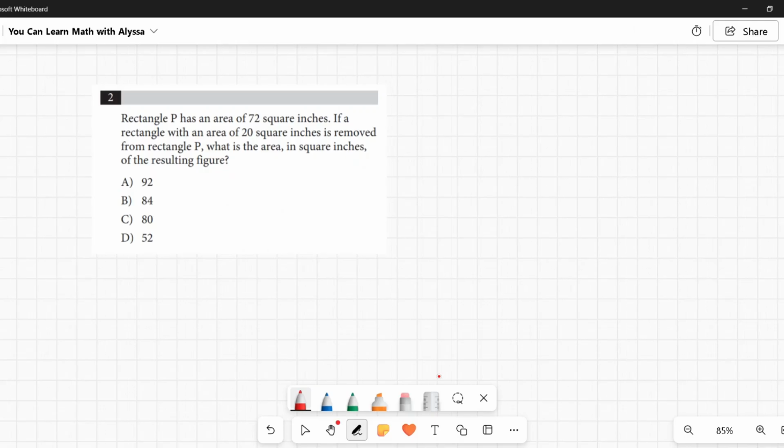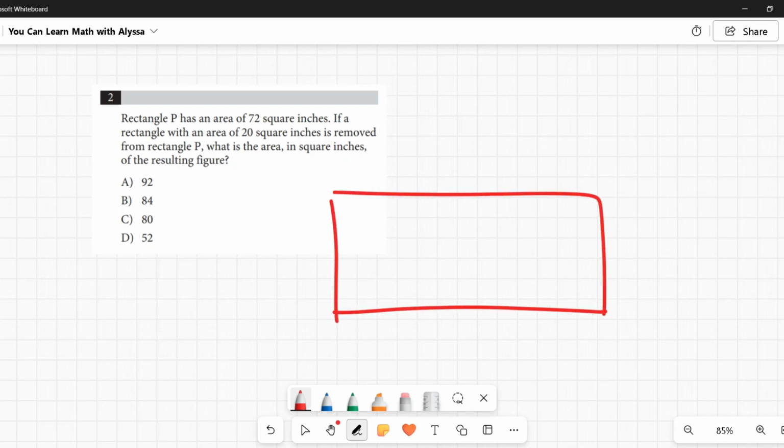Number 2, rectangle P has an area of 72 square inches. If a rectangle with an area of 20 square inches is removed from rectangle P, what is the area in square inches of the resulting figure? We do not have to figure out what the lengths of the sides are for this rectangle. It doesn't matter. So all I know is I have a rectangle and it has 72 square inches.